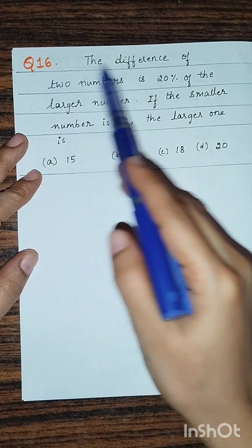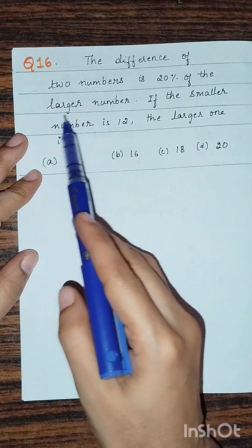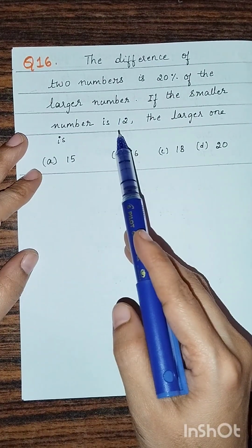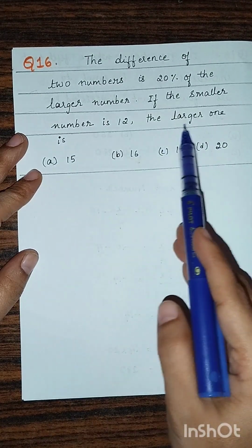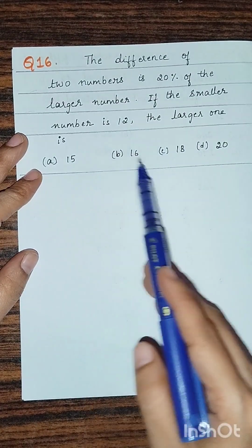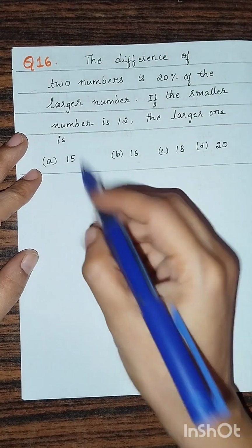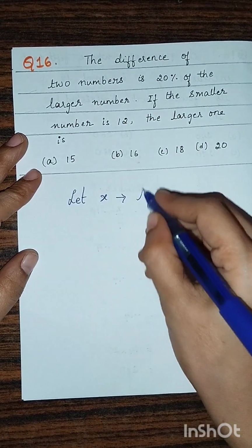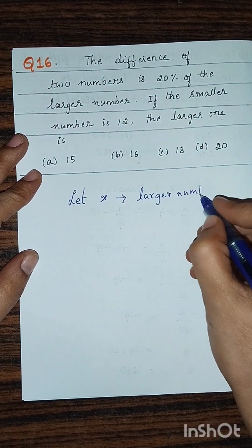Question number 16. The difference of two numbers is 20% of the larger number. If the smaller number is 12, the larger one is. So we have to find the larger one, whether it is 15, 16, 18 or 20. So we have to find the larger number. So let us label the larger number as x. So let x be the larger number.